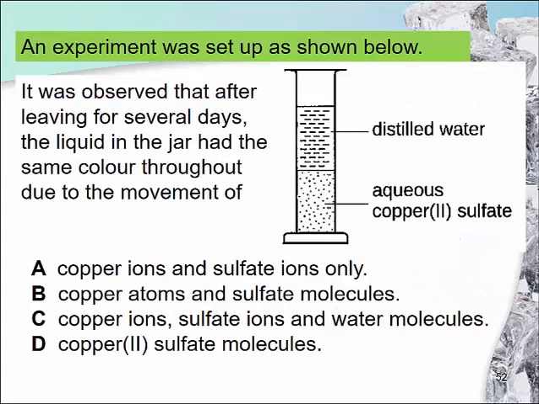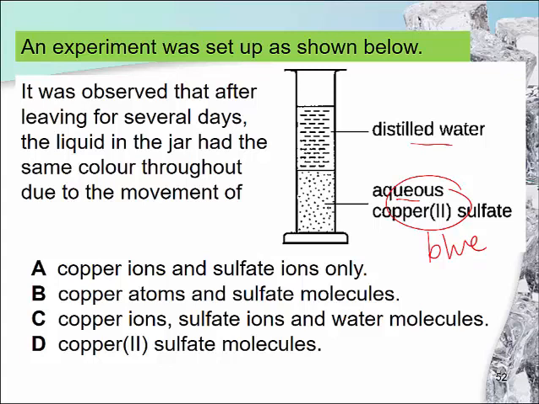Okay, let's try this question. The experiment was set up as follows. We have distilled water and copper sulfate. Now copper sulfate is blue in color, so you can see very obviously it's blue at the bottom and colorless distilled water is on top. Now it was observed that after leaving for several days, the liquid in the jar had the same color throughout due to the movement of what?